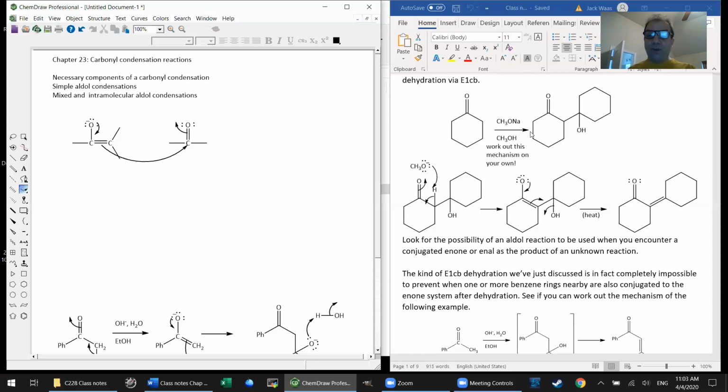So as soon as we get to this product, and again, that mechanism would be worth your while working out. If you want to come to office hours sometime and show me your work, I'll be happy to tell you if you've done it correctly or not. But in any case, this species is going to react further. So we still have the methoxide ion around. That will pull off this fairly acidic proton that's next to a carbonyl. So that's how we know that this proton is acidic. And we will get the enolate.